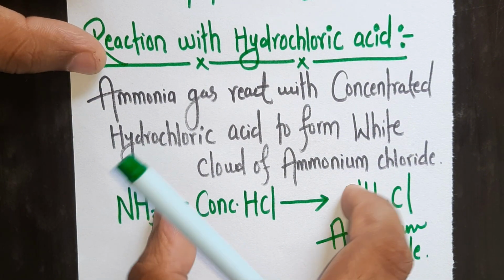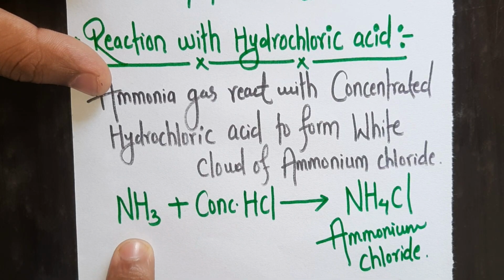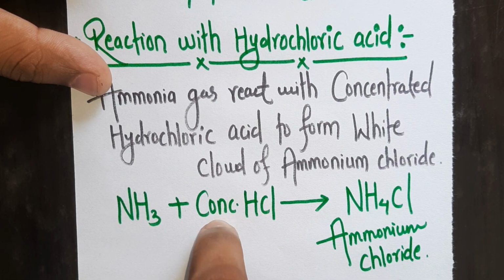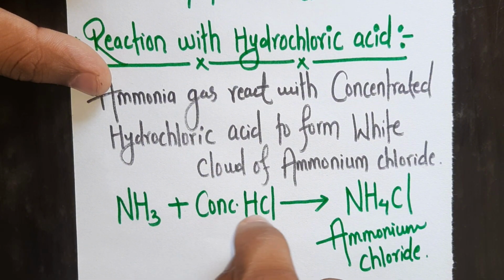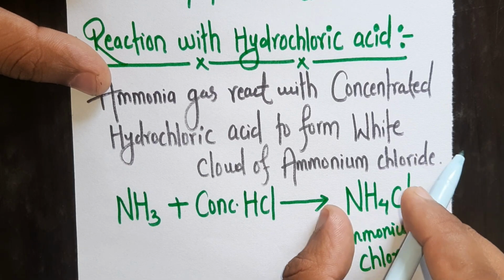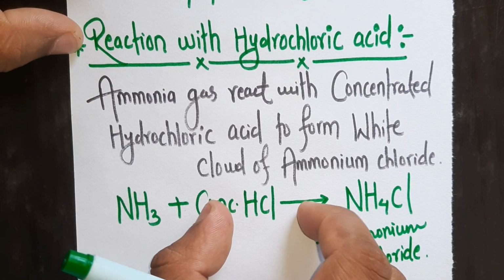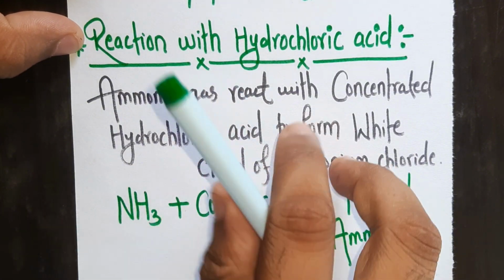Okay, can you see this? The reaction I have presented here: ammonia, when it reacts with conc HCl, what does this conc mean? Conc means concentrated hydrochloric acid. It forms the white cloud of ammonium chloride. It is white fume or white cloud of ammonium chloride. This is also one of the important test methods for ammonia gas.